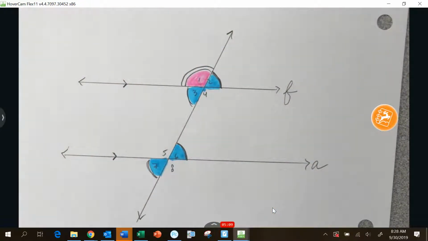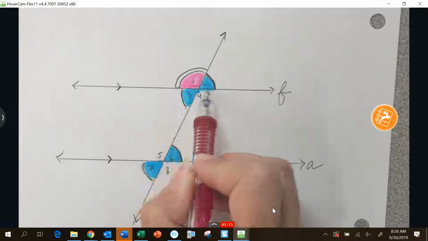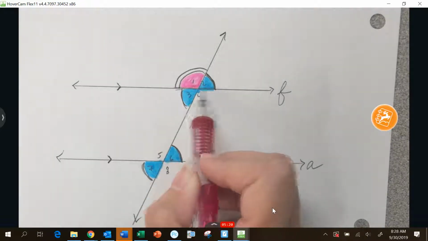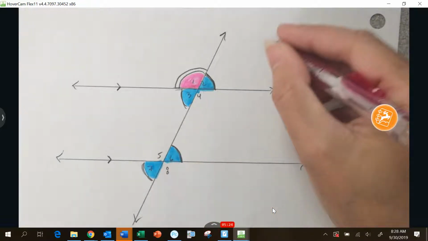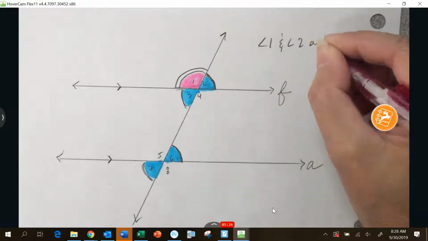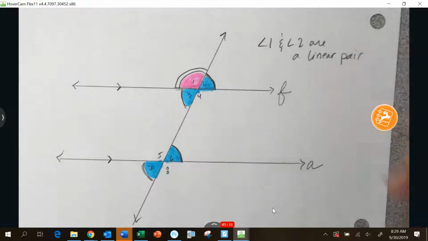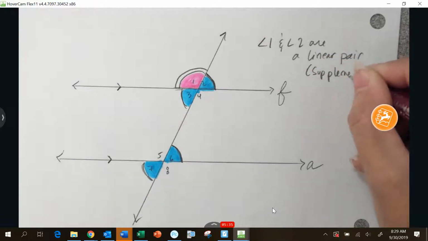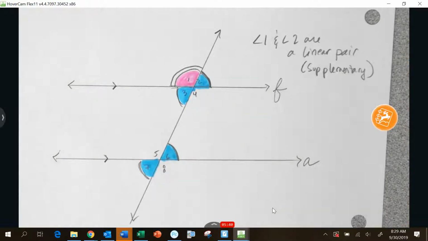Lynn? Yeah, angle 1 and angle 2 are supplementary. Do you know what the pair of angles are called when they make a line? They're next to each other. They add up to 180 degrees and they're adjacent. They're called a linear pair, which means that they are supplementary, which means they add up to be 180 degrees.